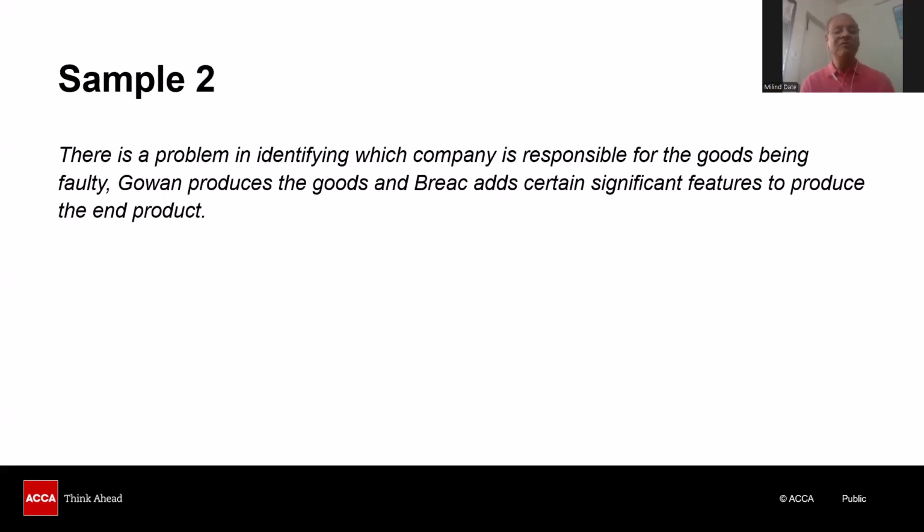There's a problem in identifying which company is responsible. Look at the selection of the word for goods being faulty. One company produces goods and the other adds certain significant features to produce the end product. So parts of the product are produced by the two organizations. Now, the problem is identified. The first para identifies it.